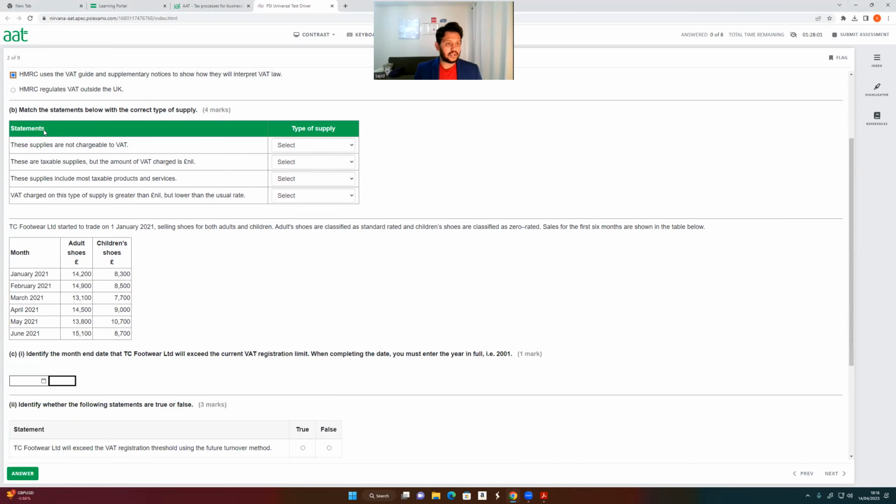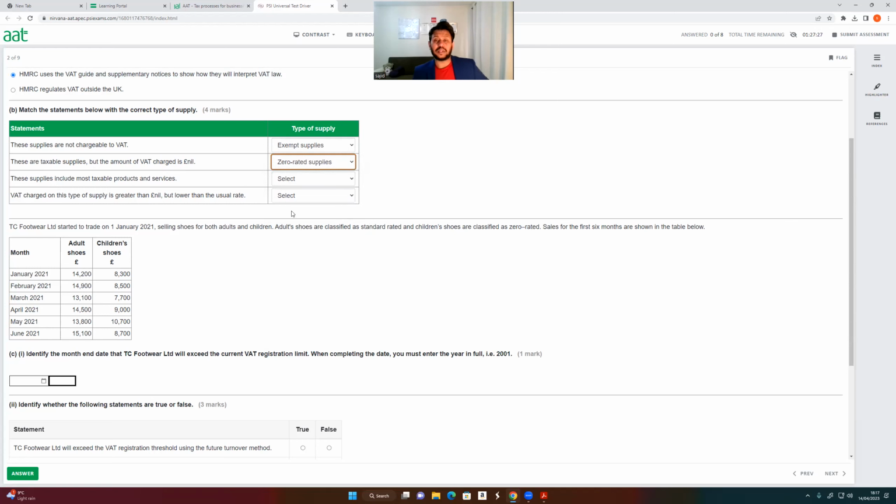The next one we have here: match the statements below with the correct type of supply. Okay, so let's have a look. The first one is: this supply is not chargeable to VAT. So remember, if it is not chargeable to VAT, we call it exempt supplies. Then these are taxable supplies, but the amount of VAT charged is nil. Now, if this happens, we call it a zero-rated supply.